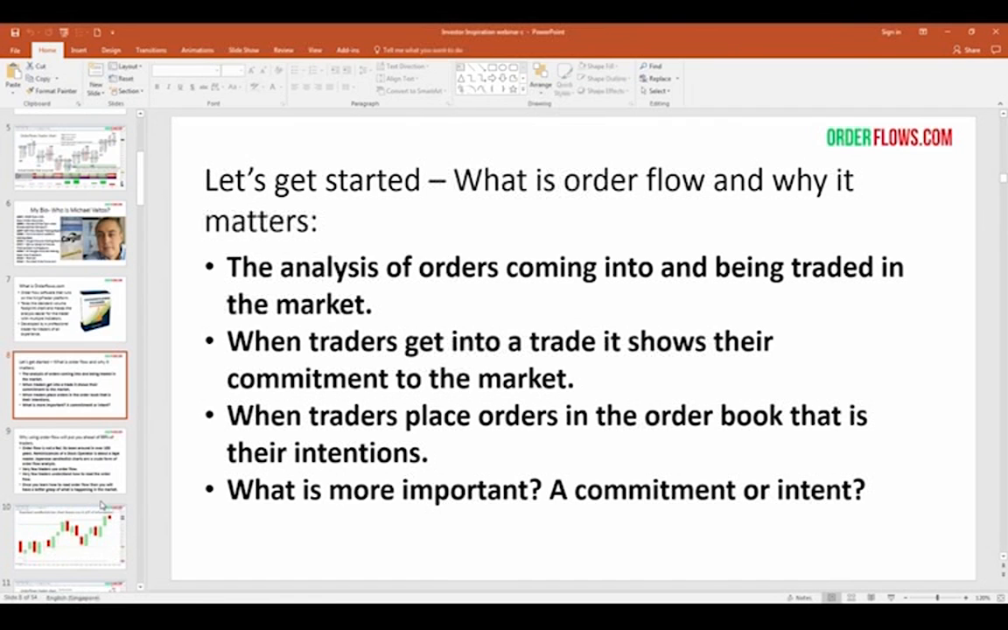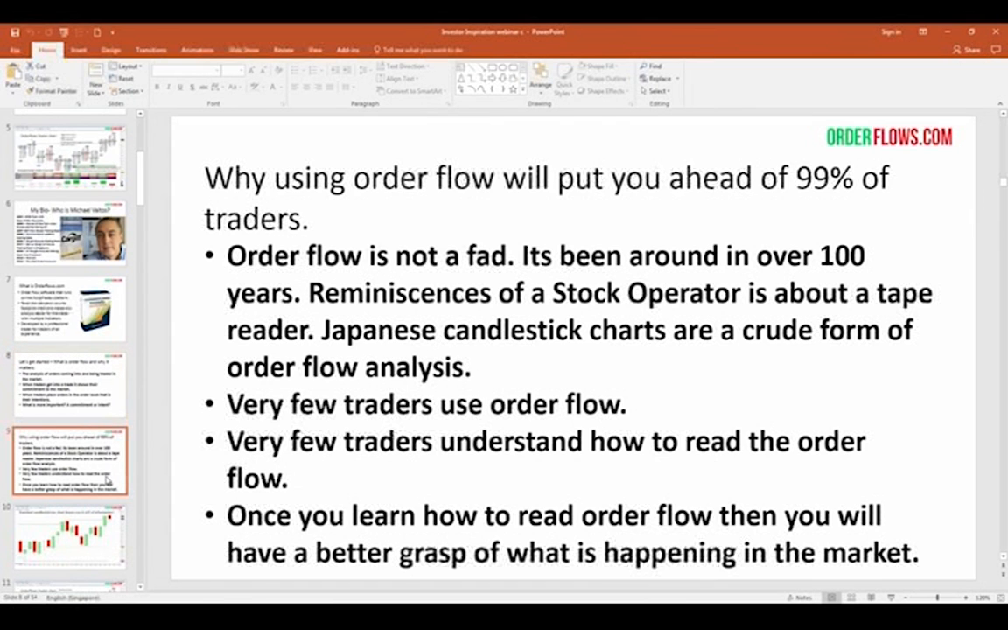When traders get into a trade, it shows their commitment to the market. If you're just placing orders in the book, I could place orders, anybody could place orders in the order book all day long. It doesn't mean anything until it actually trades. You don't have a commitment. That's just an intention. So what's more important? Someone's commitment to the market or someone's intent to the market? I personally think the commitment is more important than the intent.